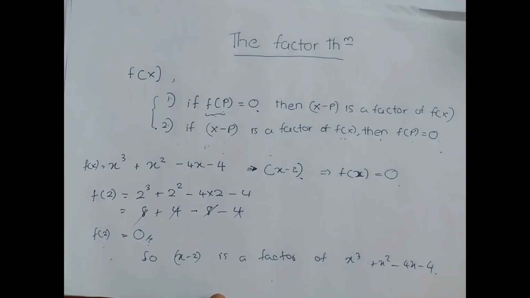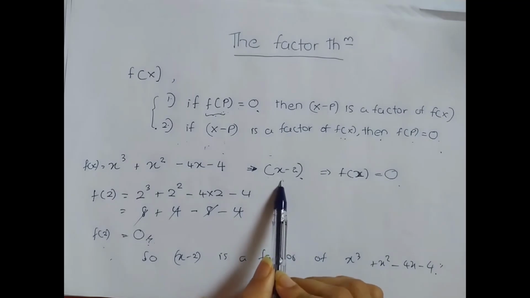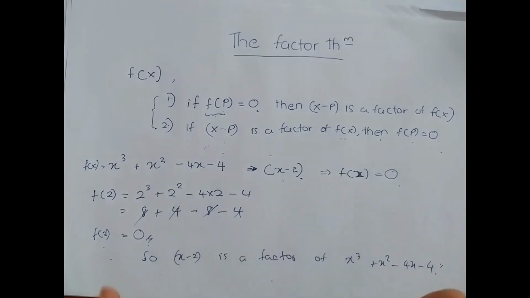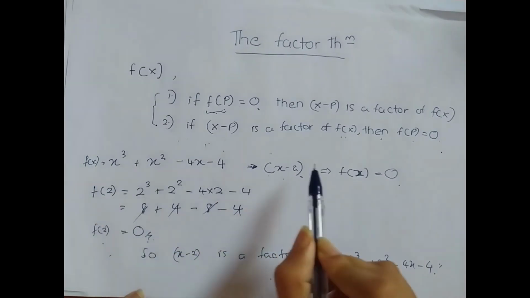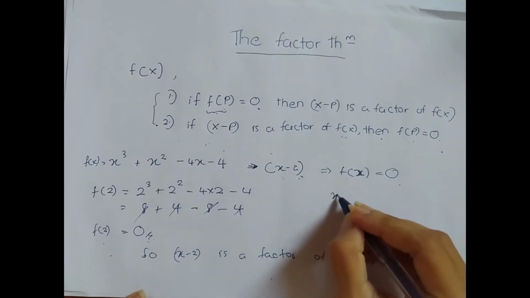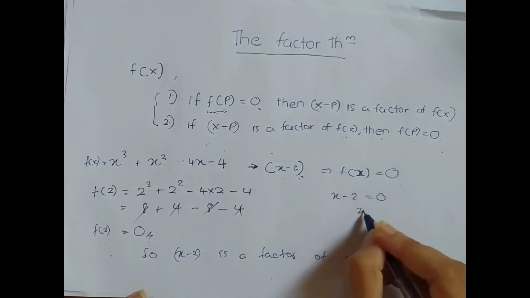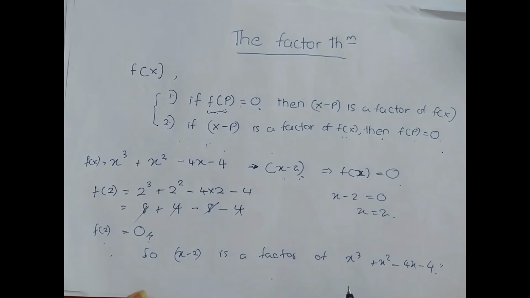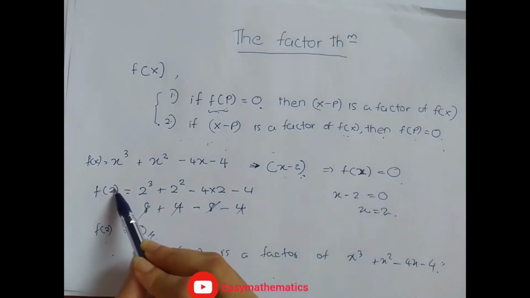So I hope you understood what the factor theorem simply is. It is not difficult, you just have to substitute these values and do it. But what you must remember here is, if x minus 2 is the factor, we will consider x minus 2 equals 0, therefore x equals 2. So that's why here it is 2.